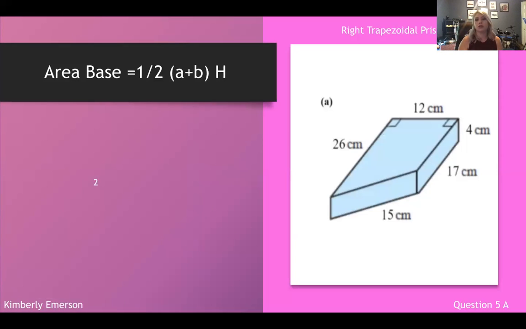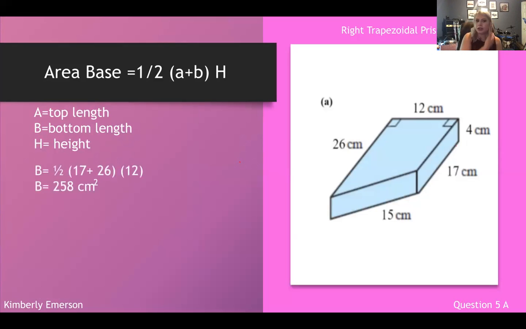So now we're going to find the area of the base, using our right trapezoidal prism. So our formula is 1/2 times A plus B times height. So A equals the top length, B equals the bottom length, and H, of course, always equals height. Oh, sorry.